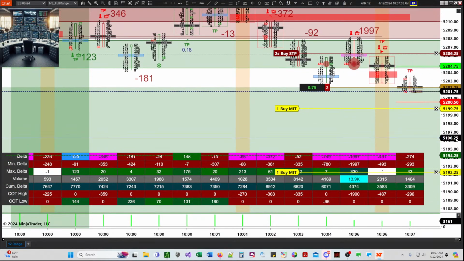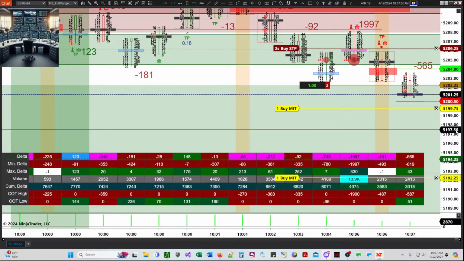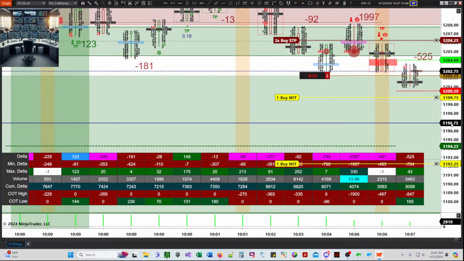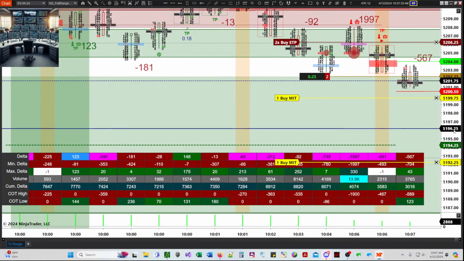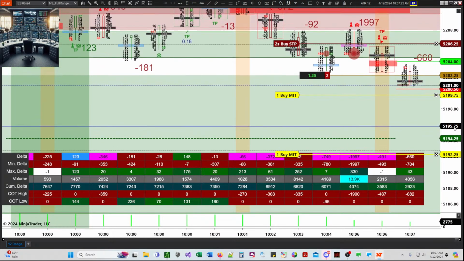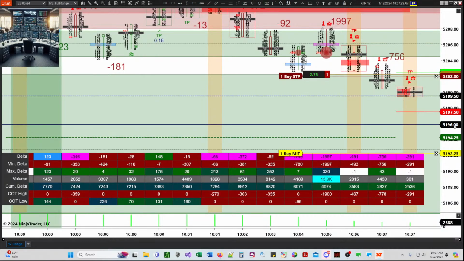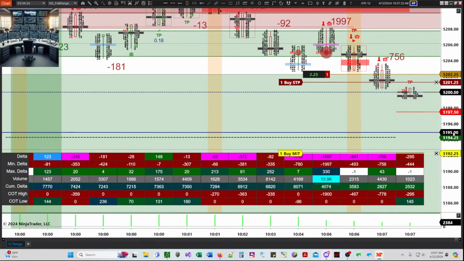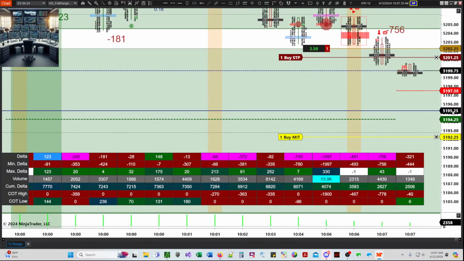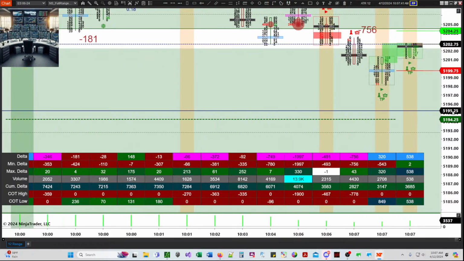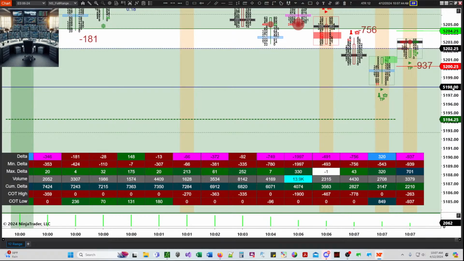Let's see what we do here. My stop should be up there at that pivot. Go get me my first target, man. Least you could do is give me a first target. Target filled. Thank you. Stop filled. All right, scalped a little bit out of that.